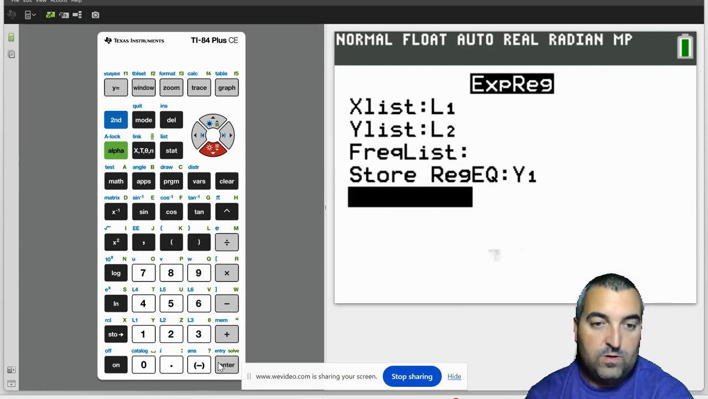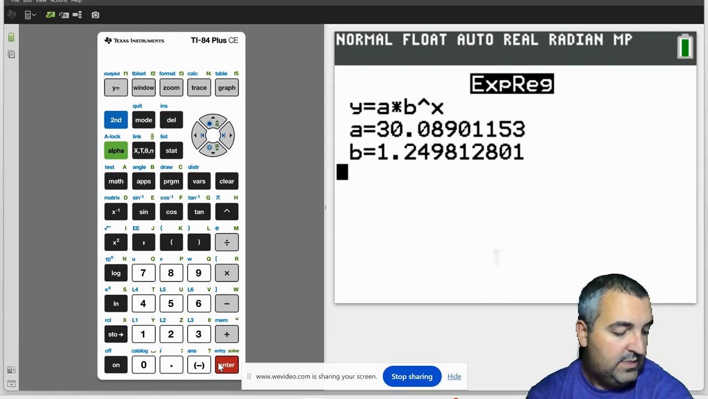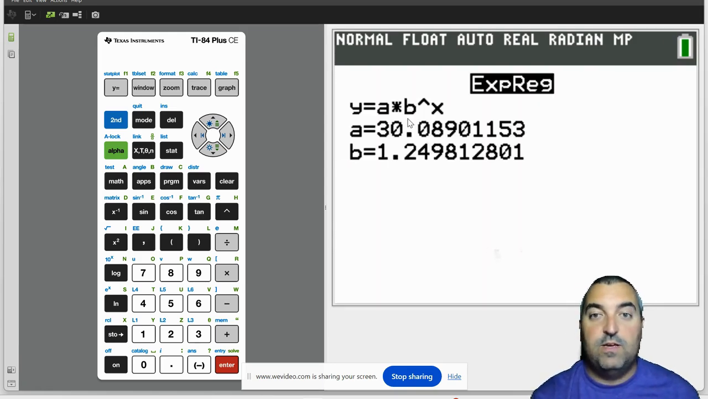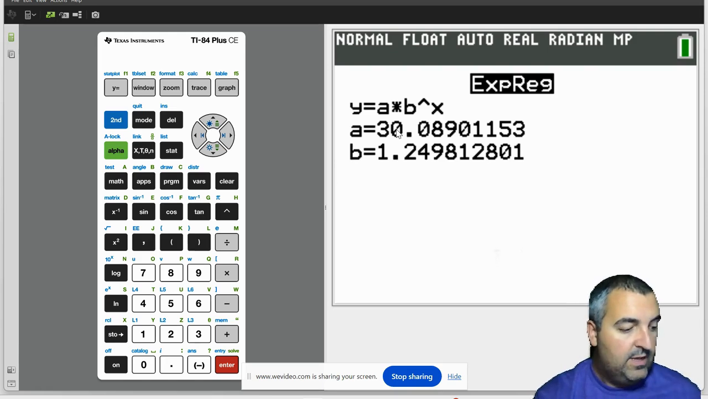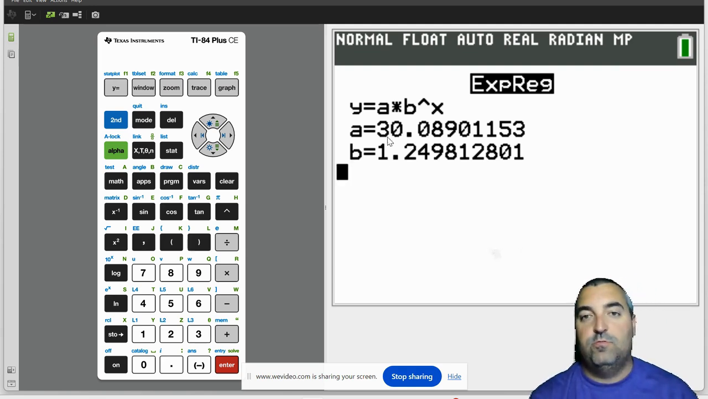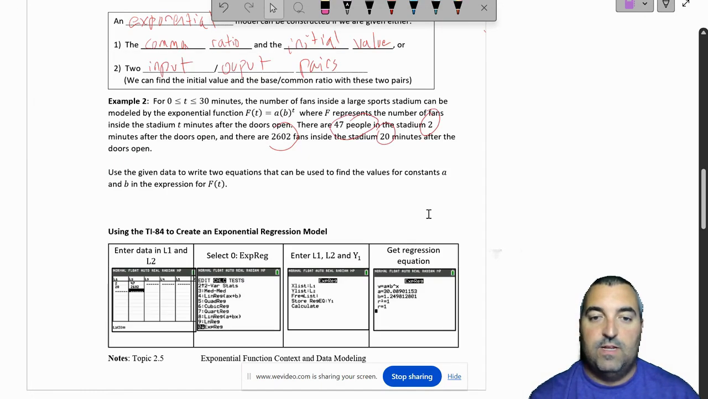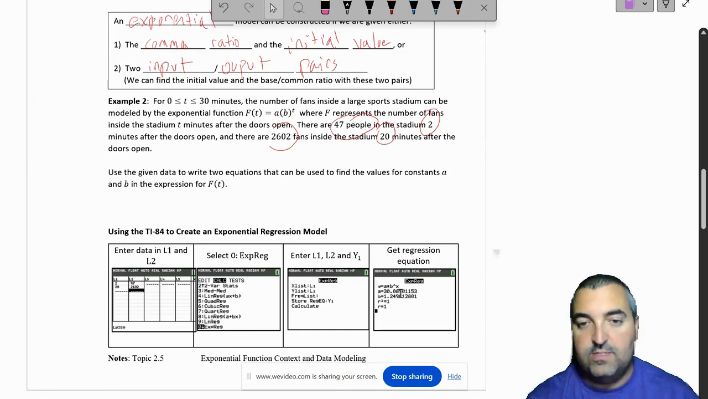So we're going to go ahead and hit calculate, and right there is our A and our B, and you'll notice it's in that format that we want it in. So that is the actual function. And I may have jumped the gun, but yeah, you can see it right here as well.